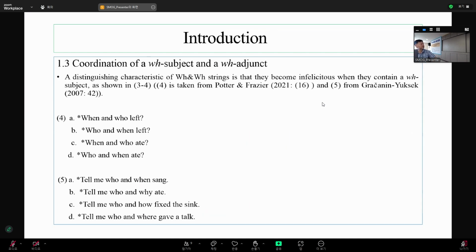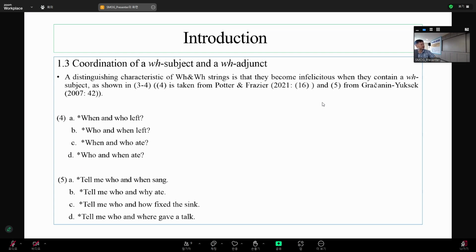Next, the correlation of the Wh subject and the Wh adjunct. A distinguishing characteristic of the Wh-phrase and Wh-phrase strings is that they become infelicitous when they contain a Wh subject, as shown below. Number 4A, when and who left. B, who and when left. C, when and who ate. D, who and when ate. All the sentences are infelicitous.